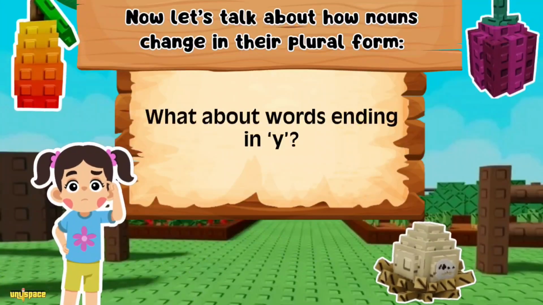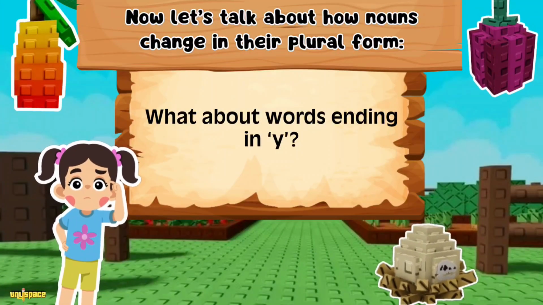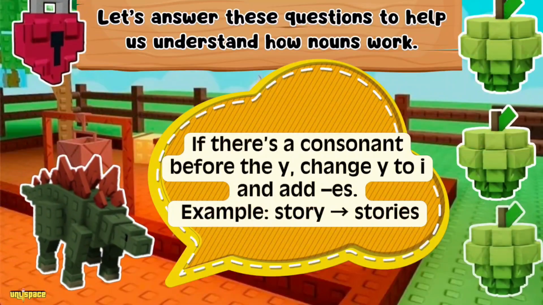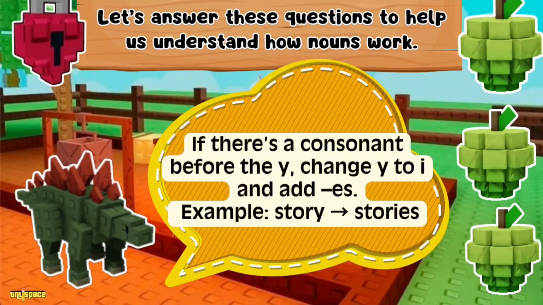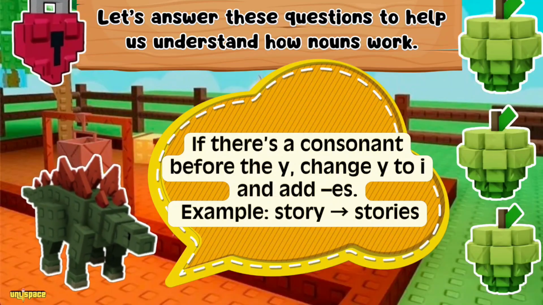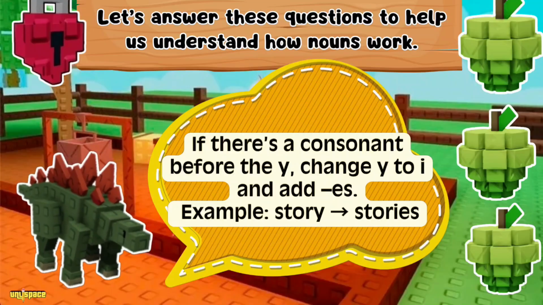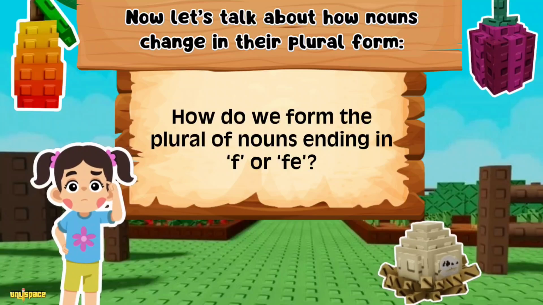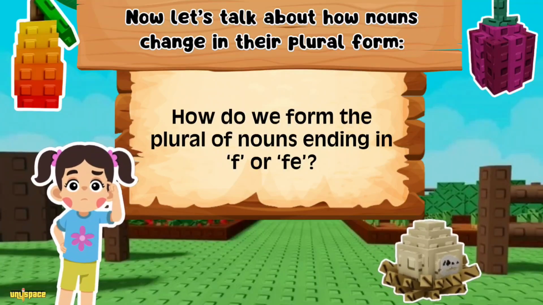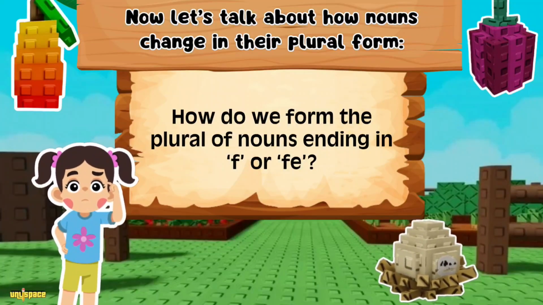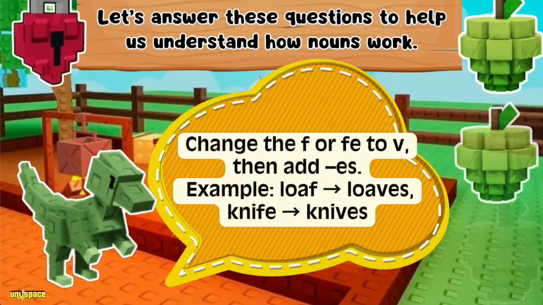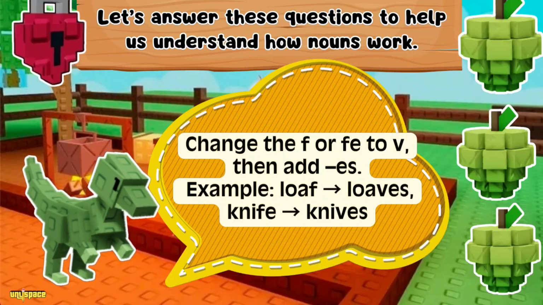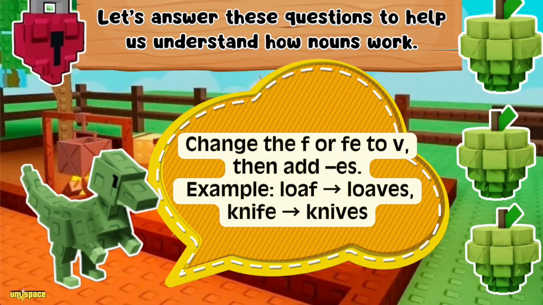What about words ending in Y? If there's a consonant before the Y, change Y to I and add ES. Example, story, stories. How do we form the plural of nouns ending in F or FE? Change the F or FE to V, then add ES. Example, loaf, loaves, knife, knives.